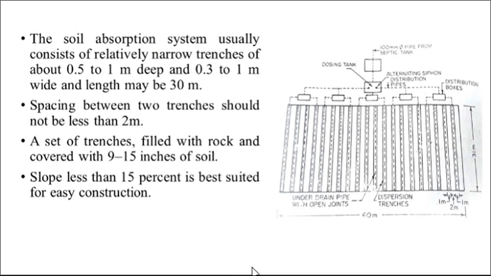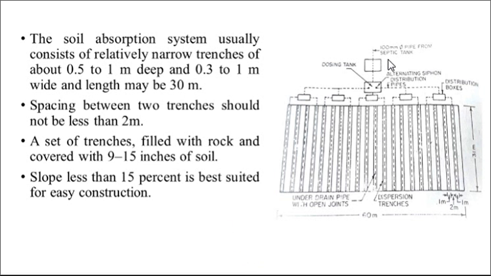Next one, the soil absorption system usually consists of relatively narrow trenches of about 0.5 to 1 meter deep, 0.3 to 1 meter wide, and length may be about 30 meter. Spacing between the two trenches should be about 2 meter. A set of trenches filled with rock and covered with 9 to 15 inches of soil are used as a soil absorption system. A slope of about 15% is best suited for easy construction of this soil absorption system.